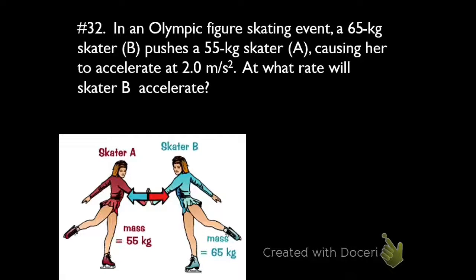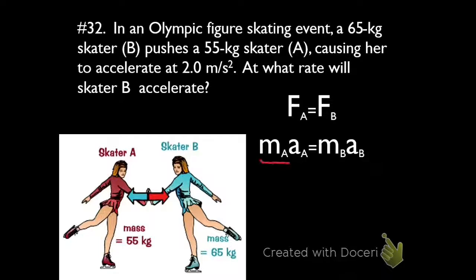So say you have a 65 kilogram skater and a 55 kilogram skater. They're pushing against each other, and skater A accelerates at 2 meters per second squared. How fast will skater B accelerate? Well, we know that the forces acting on them are equal and opposite because they push against each other. So each skater has the same force acting on them, but since they have different masses, they'll accelerate differently.